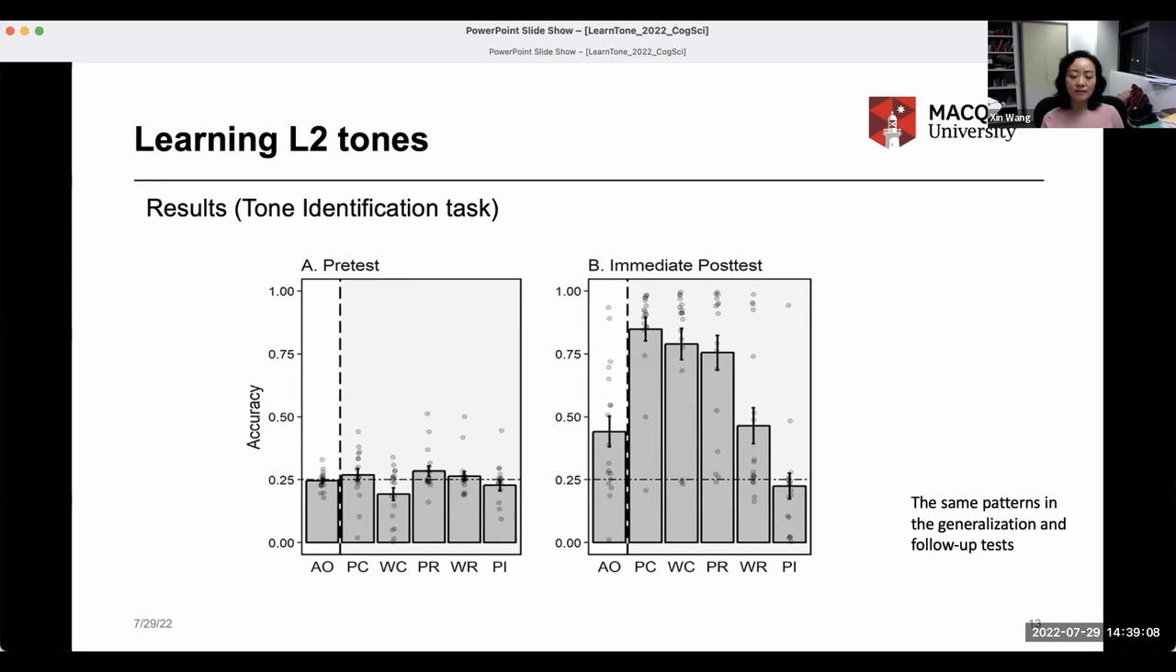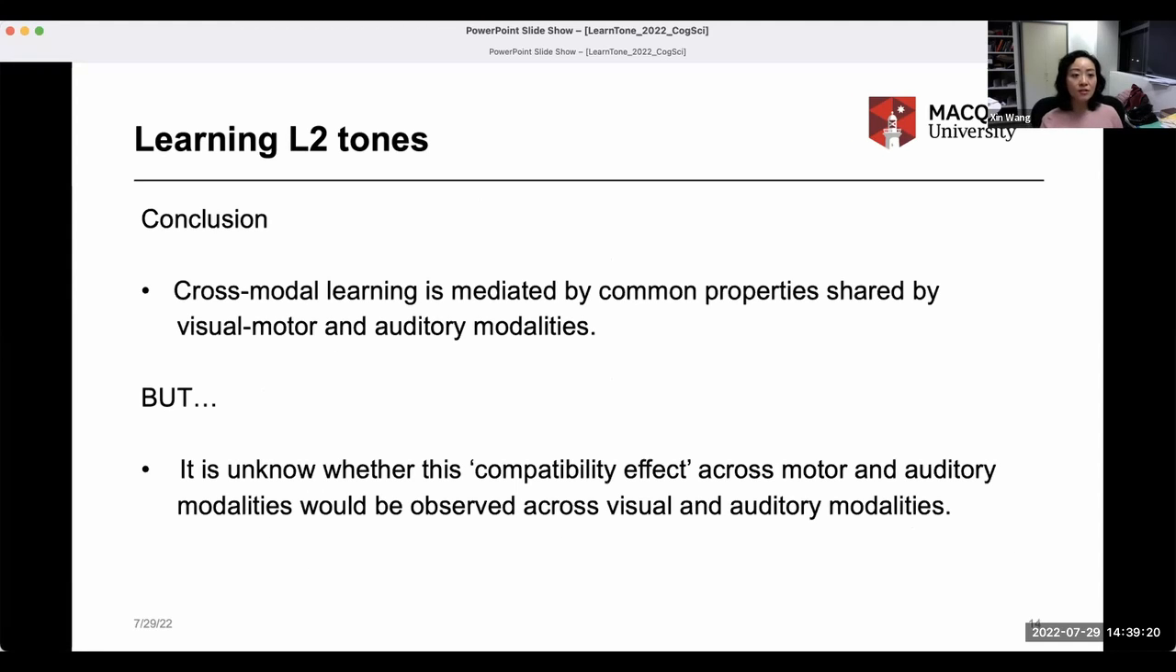They also run the same kind of task with different tokens as the generalization test and the follow-up tests, and they show a similar pattern. So they conclude that cross-modal learning is mediated by common properties shared by visual and auditory modalities.